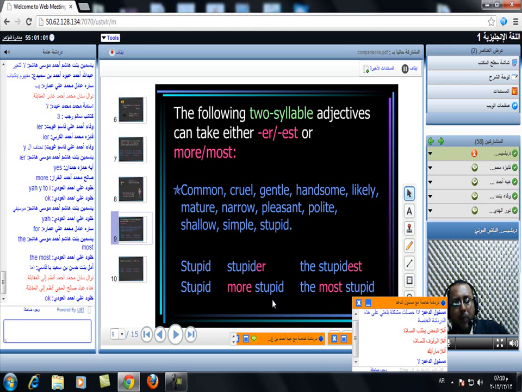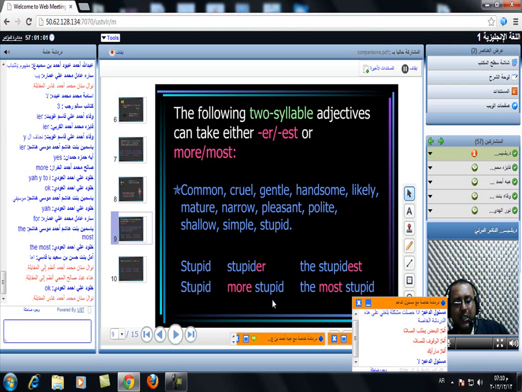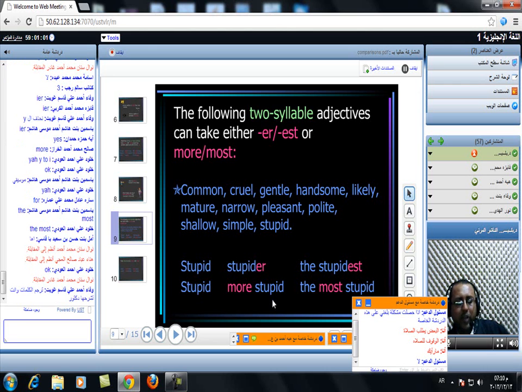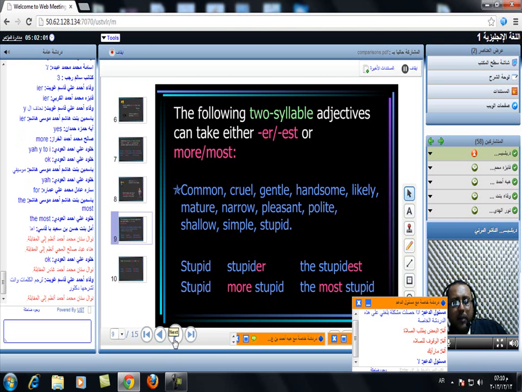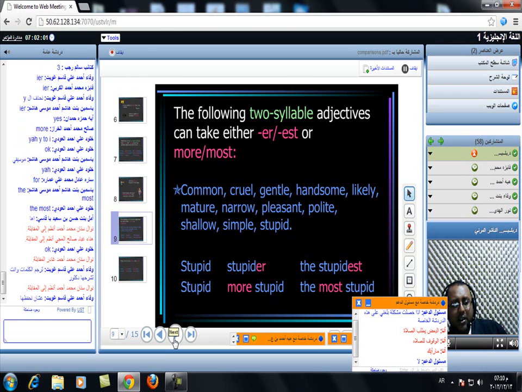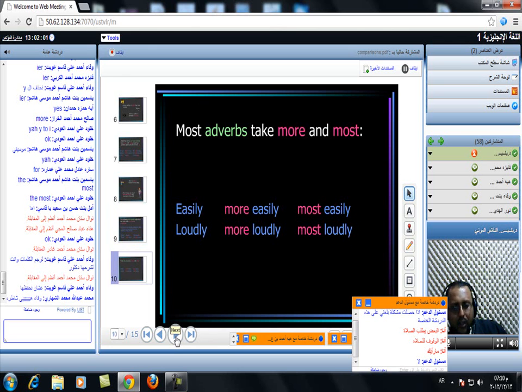So both options are correct. Remember, you have to memorize these adjectives. So if you find such adjectives in the exam, both options are true, either to add er or more. You have to memorize them. Most adverbs take more and most. Now this is about adjectives.